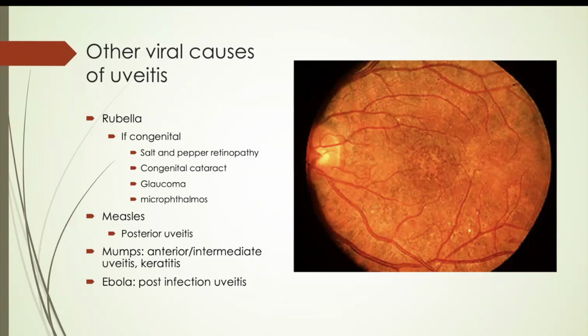With measles, you may have a posterior uveitis as well. Mumps tends to be more of an anterior or intermediate uveitis, something like an iridocyclitis, for example, or a keratitis. And after Ebola infection, these patients can also develop what we call a post-infection uveitis as well.